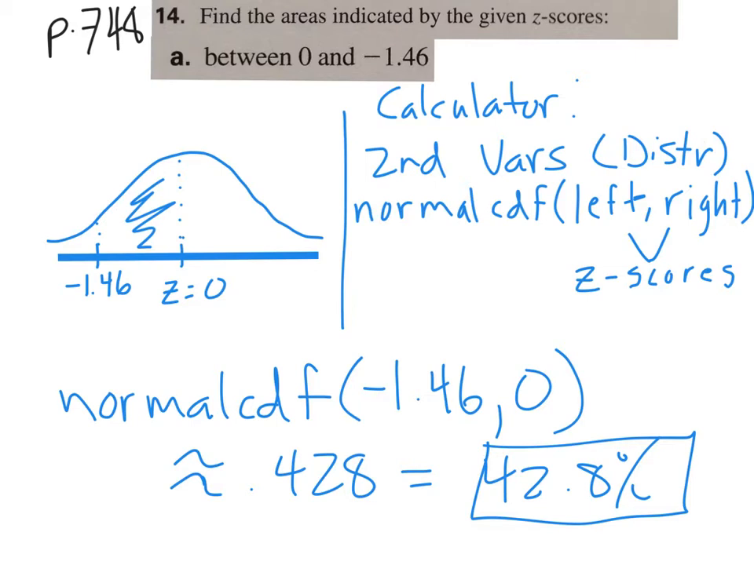Most of the time you can figure it out anyways, but clearly your left bound is negative 1.46, your right bound is z equals 0. Plug that into normal CDF and it'll just spit out the percent. And so automatically the calculator will give us the answer.